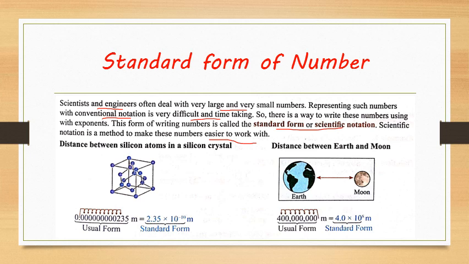Okay, for example, the distance between two silicon atoms. So this is a molecule of silicon. From this unit structure, if you are going to find the distance between two silicon atoms, usually this distance will be 0.00000000235 meter. Such a small distance will be the measurement. So every time you write this number, it is a very difficult task.